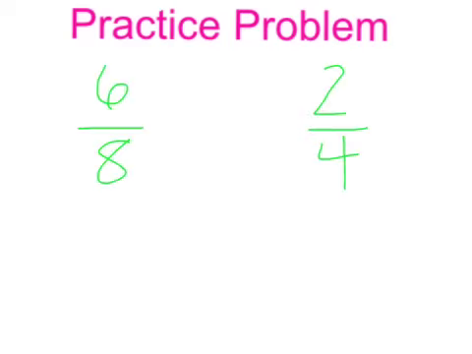Here is your practice problem for the day. Use the quick common denominator method to find a common denominator for these two fractions. When you are finished, insert a symbol in the middle. You may use greater than, less than, or equal to show a comparison of these two fractions.